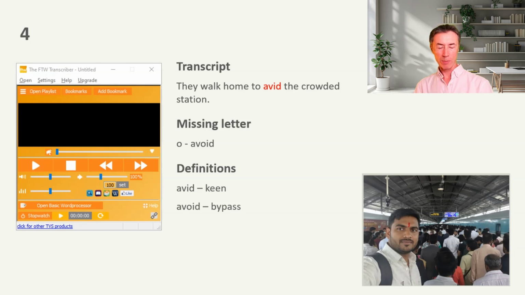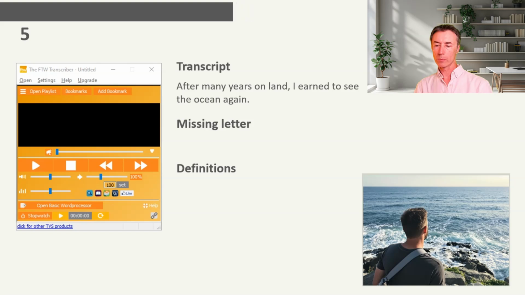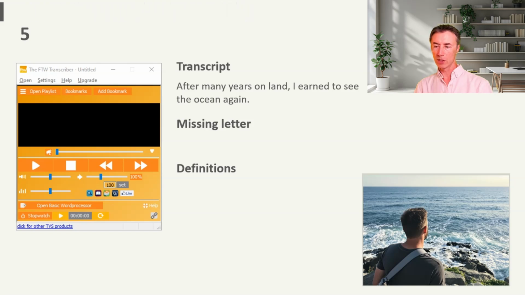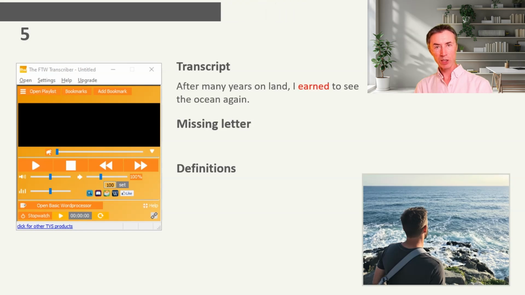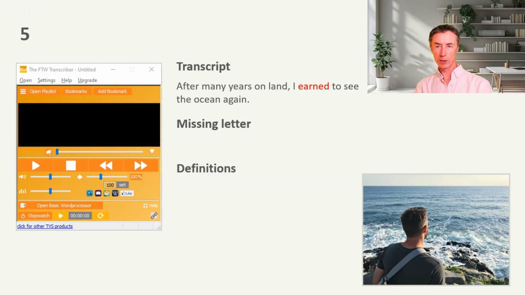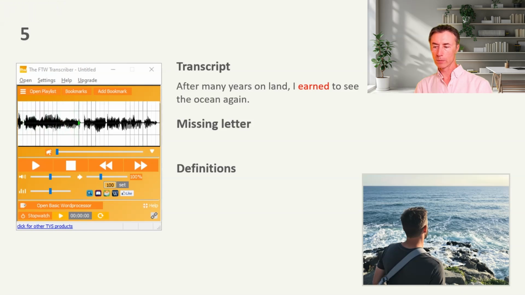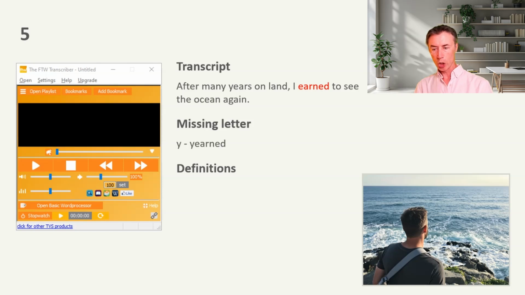Number 5. Which word has a missing letter? Here's the answer. Earned. What letter is missing from it? Have a listen. After many years on land, I yearn to see the ocean again. And the answer? The letter Y is missing. Earned should actually be yearned. What are the definitions of earned and yearned? Earned means made money or deserved, and yearned means longed. If you yearn for something, then you long for it.